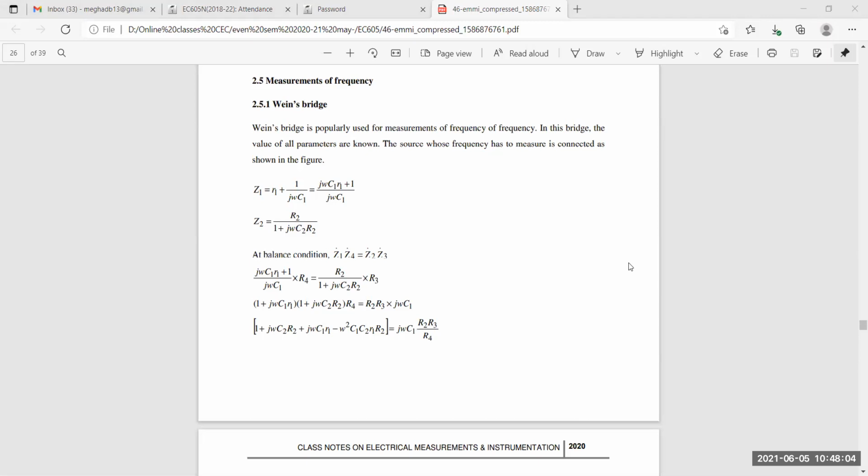See, unless and until you practice these bridges every day, you won't be able to remember the formula. And in exam time, if you have some short questions, it is not possible for you to do the whole derivation. So it's better you try to remember what is the dissipation factor formula, what is the Q factor formula. So these things are important.